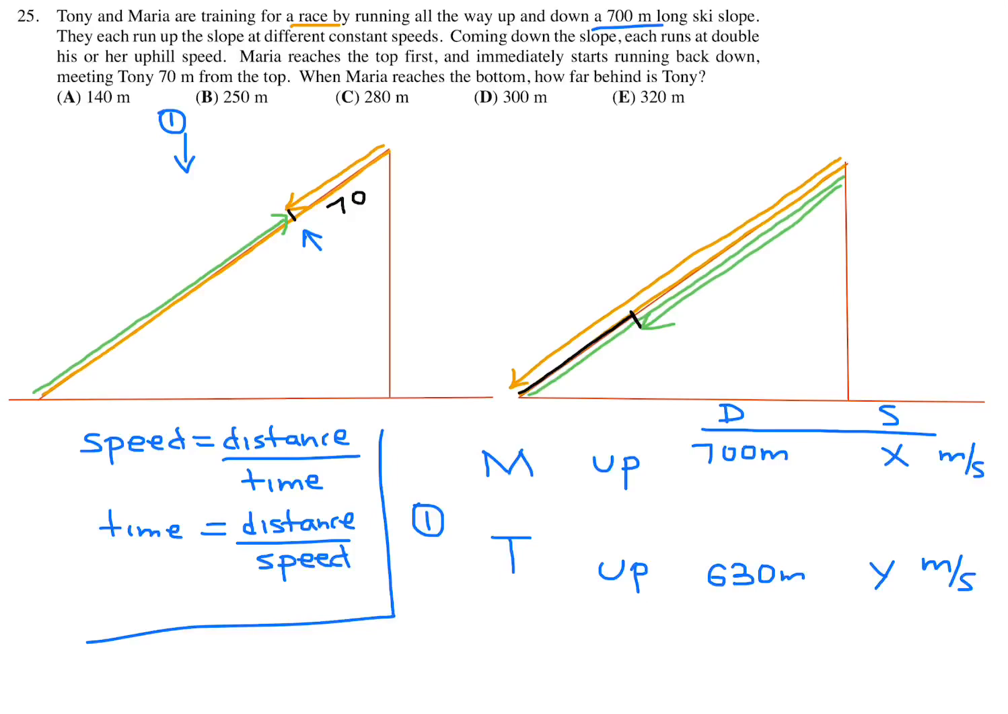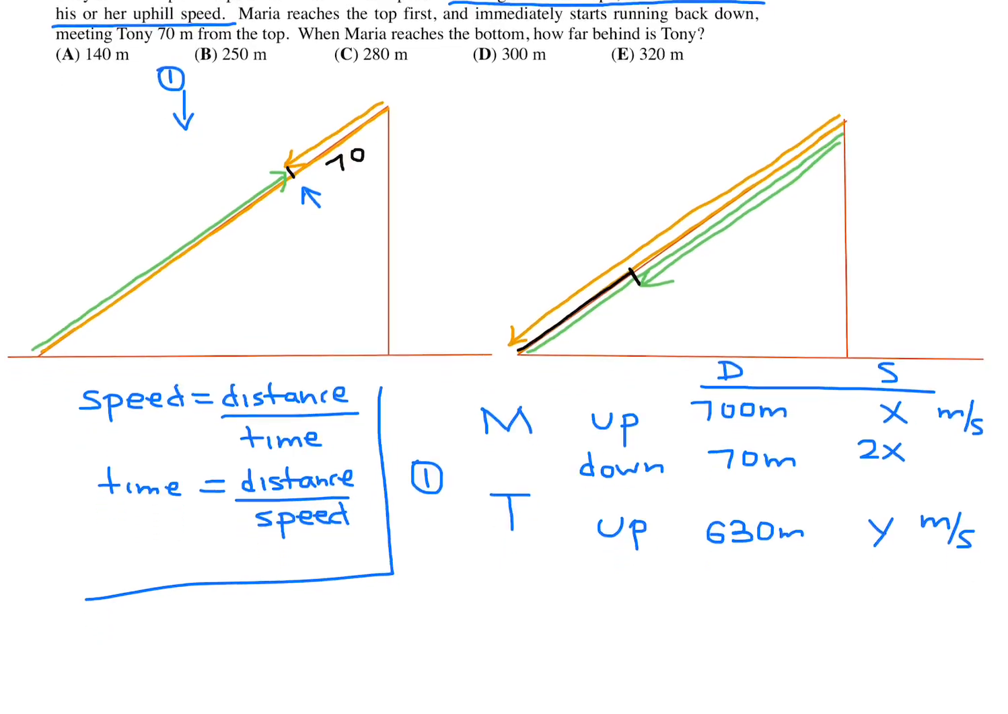Now, is that Maria's full journey? No, she went up 700 meters, but she went back down 70. So she has a down segment of 70 meters. And what's her speed when she goes down? Read the question: coming down the slope, each runs at double his or her uphill speed. So if she went uphill at x meters per second, she's going down at 2x meters per second. All right? So far so good. I hope you're following. I hope that makes sense. Okay, so let's move up here.